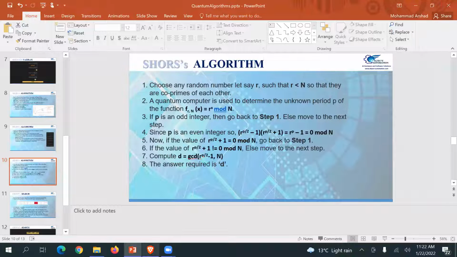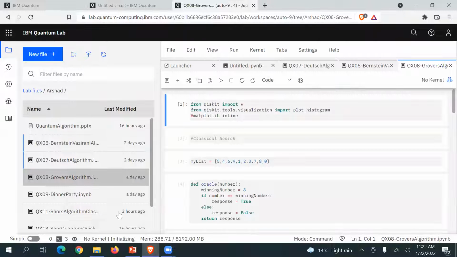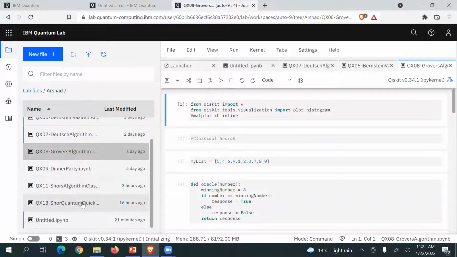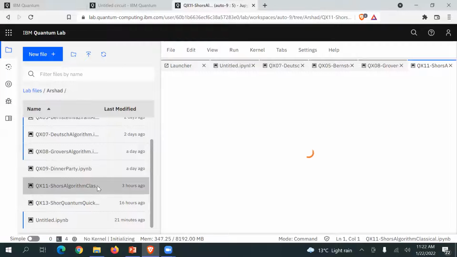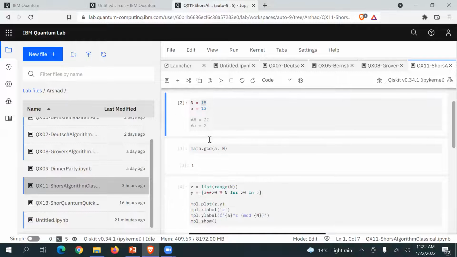So let's take this with Shor's algorithm. I'll show how to solve this problem with classical computers as well as a quantum computer. This is the classical approach of solving Shor's algorithm. We import matplotlib, and we have to find a prime factor of 15, so n equals 15. We are implementing the same algorithm here.